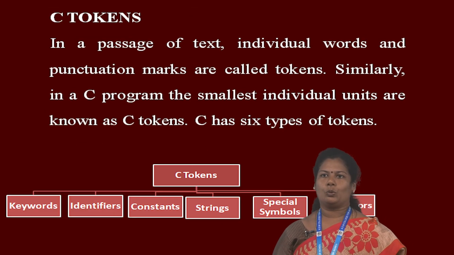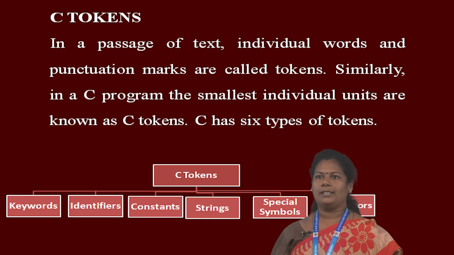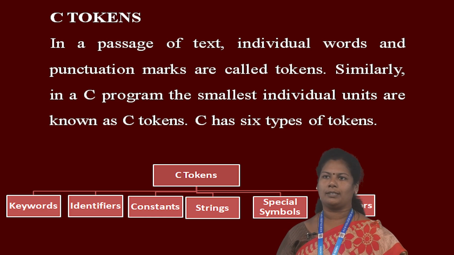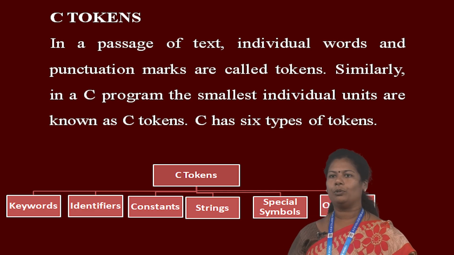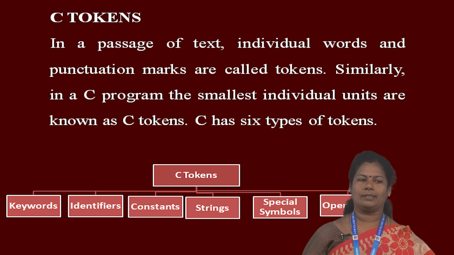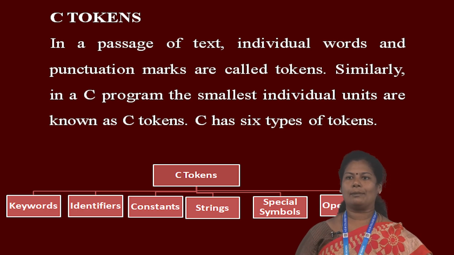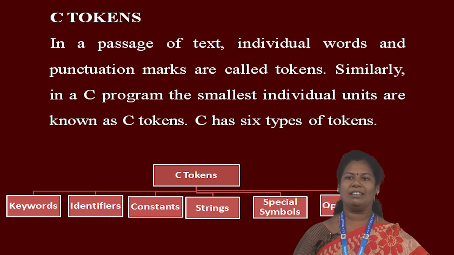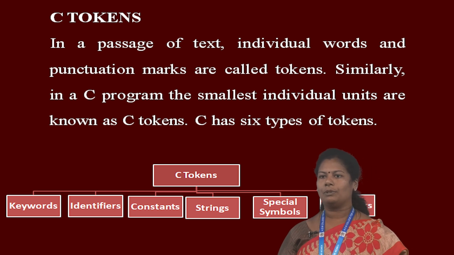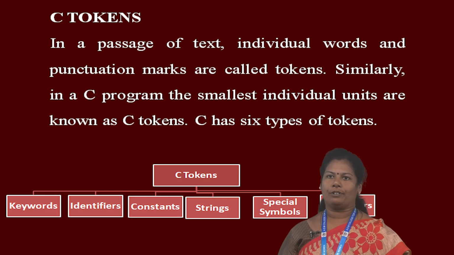Next one is C tokens. In a passage of text, individual words and the punctuation marks are called tokens. Similarly, in a program, the smallest individual units are known as C tokens. C has 6 types of tokens, namely keywords, identifiers, constants, strings, special symbols, and operators. Next one is keywords and identifiers.